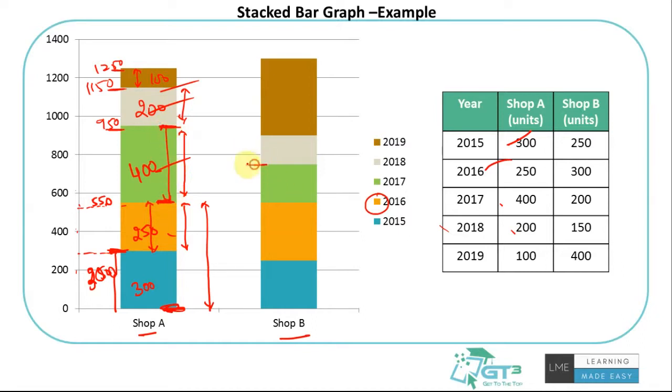Something similar for this, right? It should be between this. This will be closer, this will be 550 and this will be, let's say, 750. So this has to be 200, right? 2017 shop B is 200.